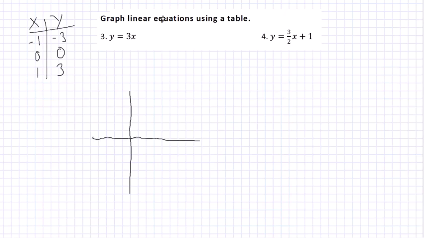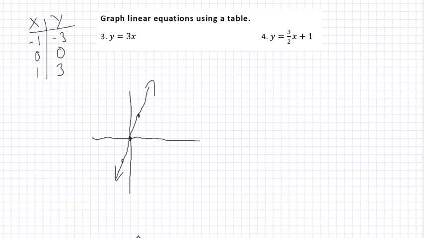And so (0, 0), I'm going to plot. That's my origin. When x is 1, we get 1, 2, 3. That's a point. When x is -1, we get -1, -2, -3. That's a point. And then connect those lines. And it looks something like that. All right, let's look at this one.